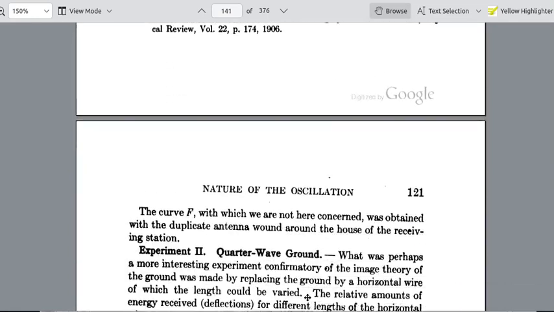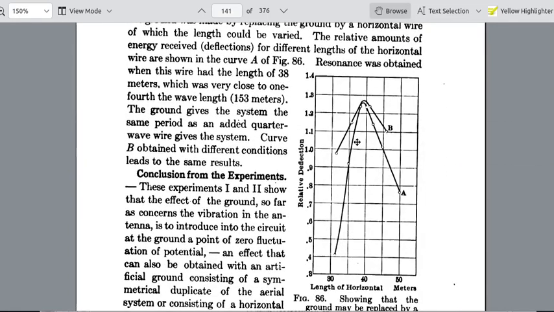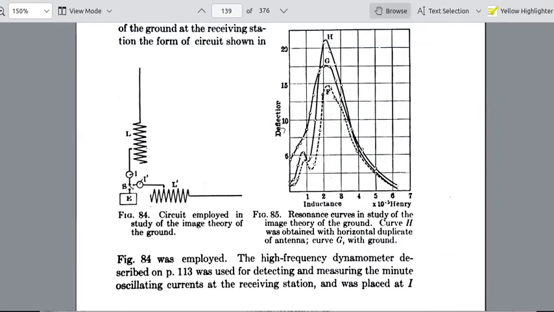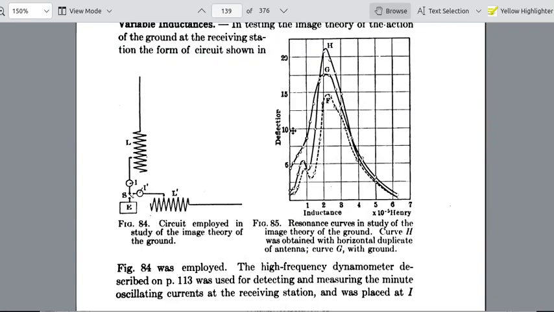Curves giving the results of the experiment are shown in figure 85. For curve G, the ground circuit was used, and deflections of the receiving instrument were taken for various values of the inductance of the tuning coil L. The deflections are plotted against values of L. The switch S was then thrown so as to connect the receiving circuit to the horizontal system instead of to the ground. With this arrangement, the curve H was obtained. In taking this curve, the tuning coil L and its image L prime were kept identical and varied together. The curve H therefore shows the deflections of the receiving instrument plotted against the common values of L and L prime. Discussion of results in experiment 1.